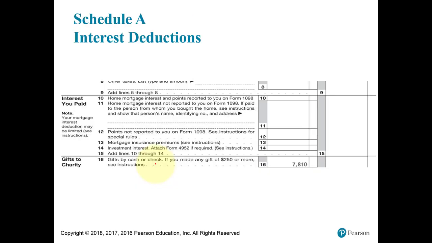Let's take a look at itemized deductions, Schedule A, specifically the interest that we're focusing on. So the two groups: one deals with your home mortgage interest, and the other one here deals with borrowing money to make investments, investment interest expense or deduction.